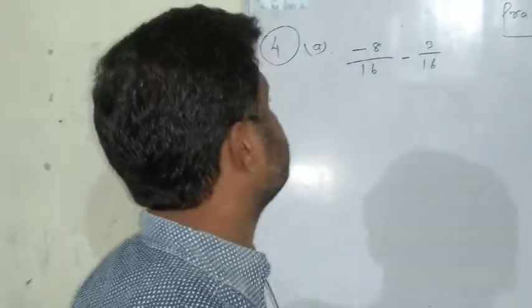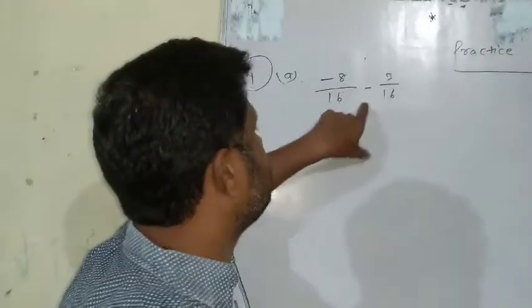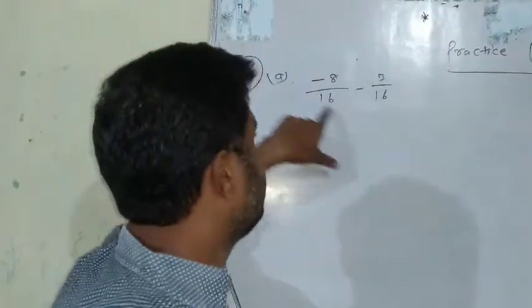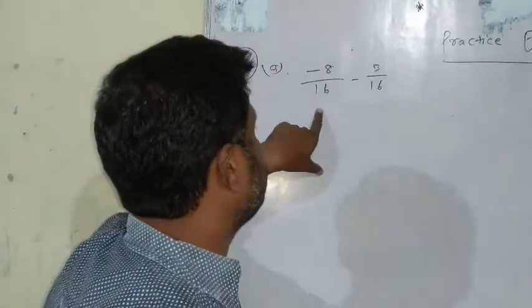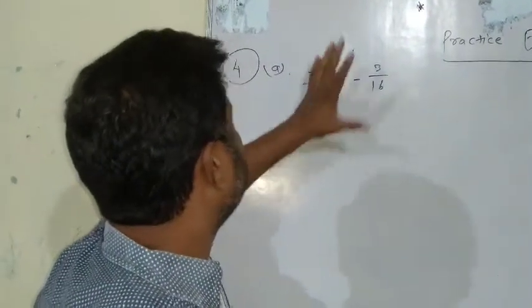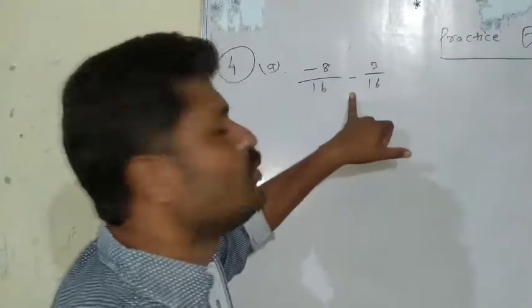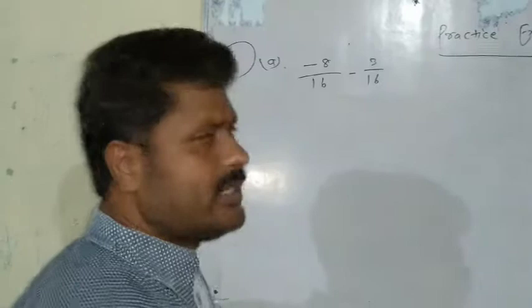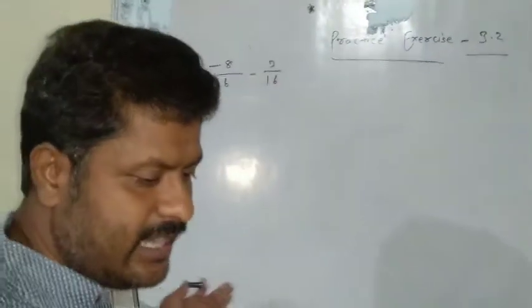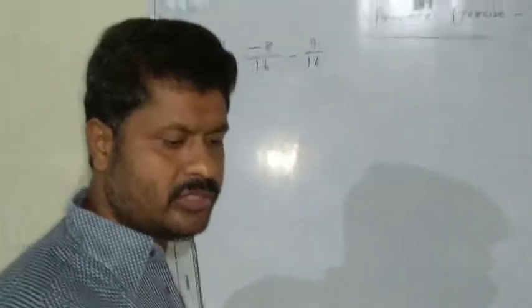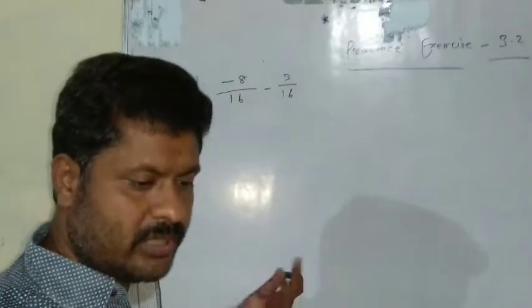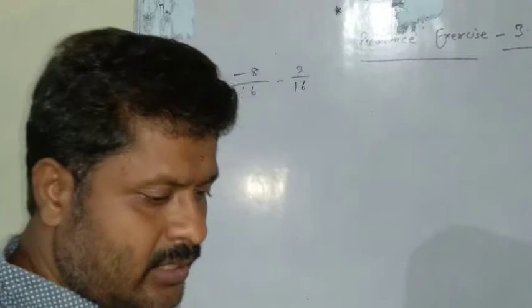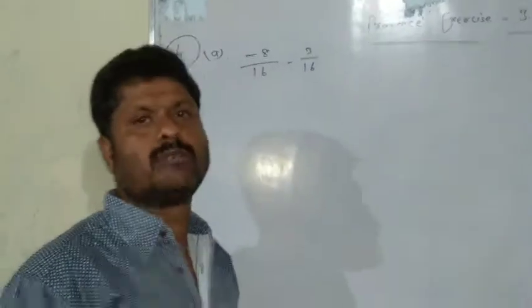Okay. From minus 8 by 16 we have to subtract 3 by 16. Okay, I think you may solve this. Okay, question number 5, just like question number 4, may be solved. Question number 6 is also a very easy question. Now discuss question number 7.